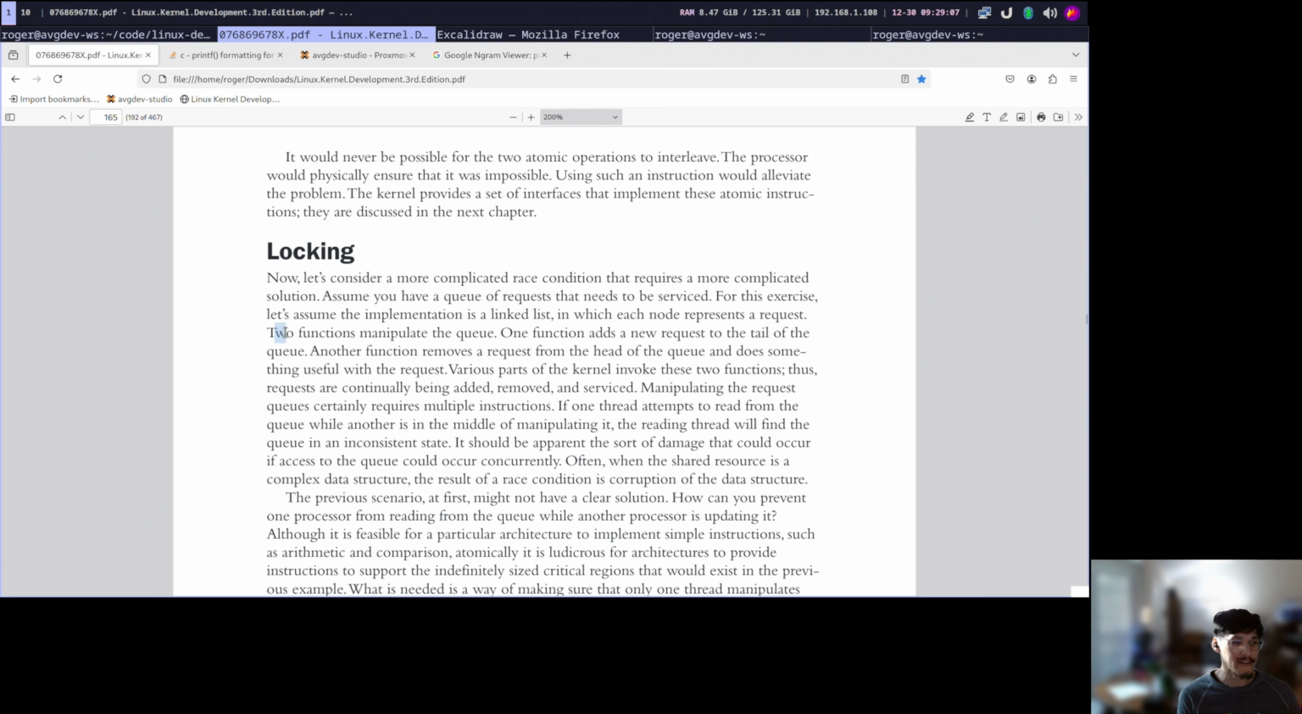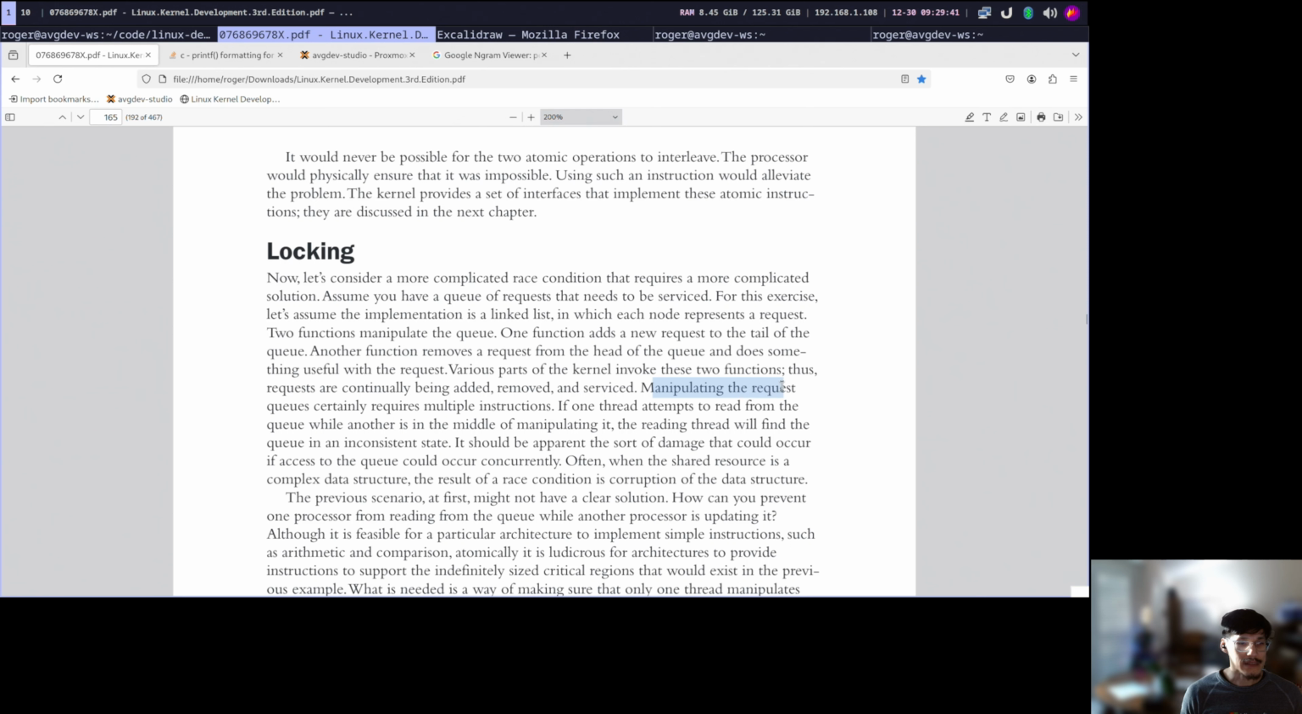So we have two functions that manipulate the queue. One function adds a new request to the tail of the queue, at the end of the queue, and another function removes a request from the head of the queue and does something useful with the request. So one is adding to the queue, one is taking away from the queue. Various parts of the kernel invoke these two functions. Thus, requests are continually being added, removed, and serviced.